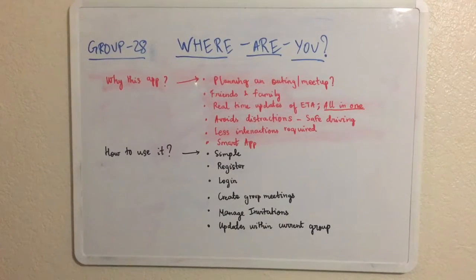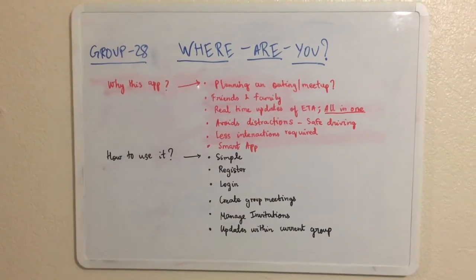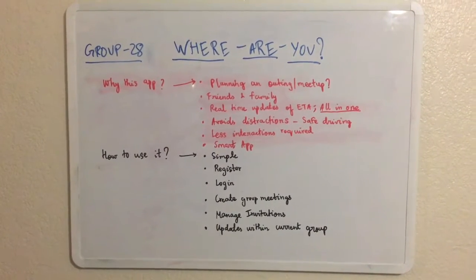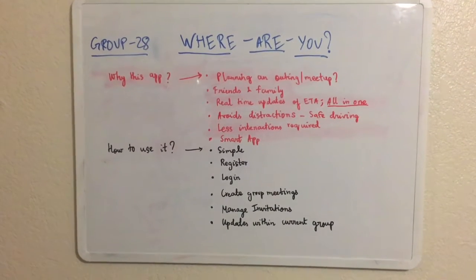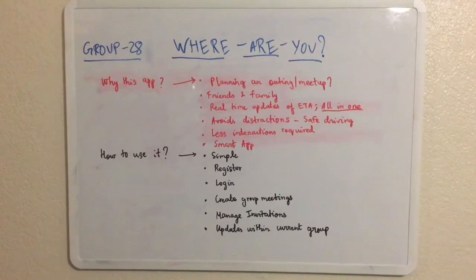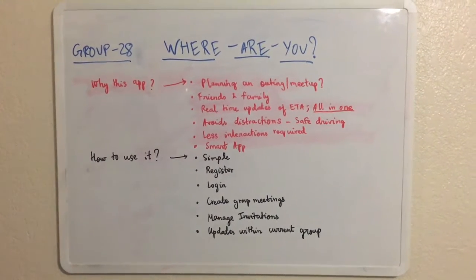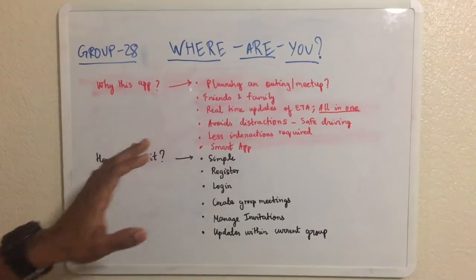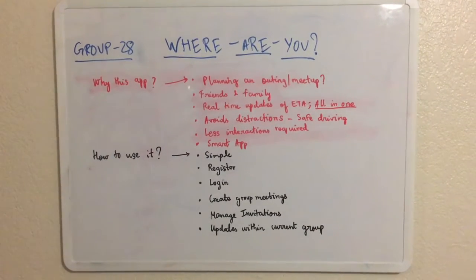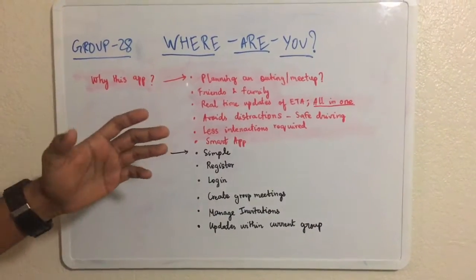What do you usually do when you're planning on an outing or a meetup? You have to call each and every one that's coming, and you have to make sure that they know about the destination, and you have to update them about the time, and you have to be worried when you're organizing. What this does is it cuts down on all your worries, gives you a simple app that can help you organize everything.